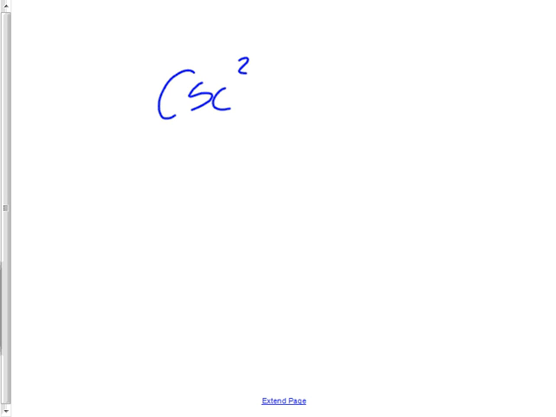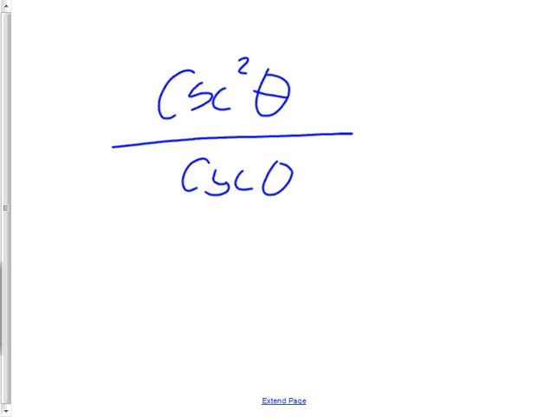I'll show you another one like that. Cosecant squared theta over, let me think. Oh, let's just make it cosecant. That'll be simple. Can I do some canceling here? What's the final answer? Cosecant. All right.